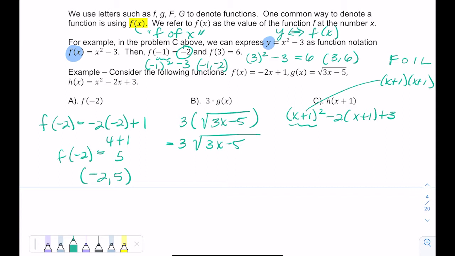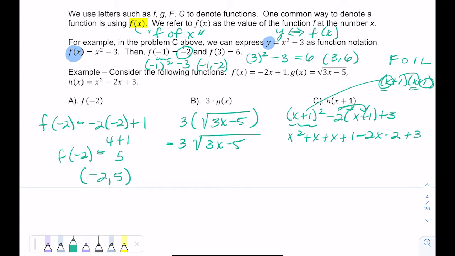You're going to multiply the first terms together, x times x, which is x squared. And then you're going to multiply the outer terms, x times 1, which is x. And then the inner terms, 1 times x. And then the last terms, 1 times 1. Now here I'm going to have to distribute the -2. And then add the 3 at the end. Now I just got to combine like terms.